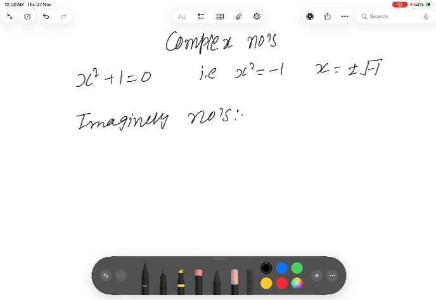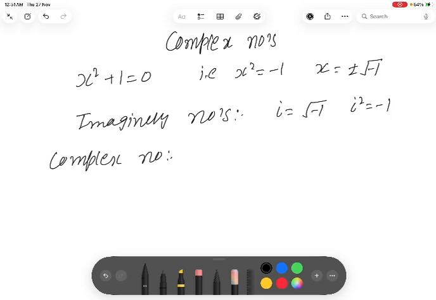What is the imaginary number? That is iota. Iota is equal to the under root of minus 1. So similarly, iota square is equal to minus 1. Now let us define the complex number. What is a complex number?